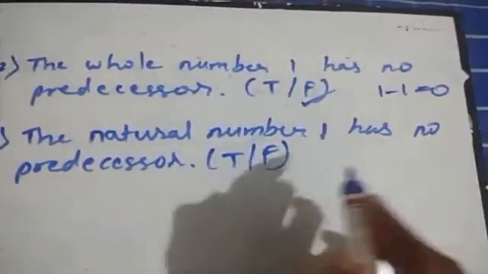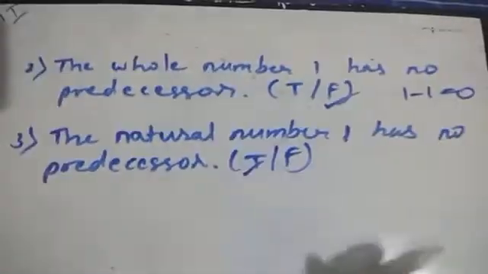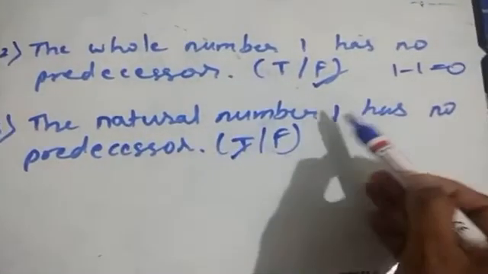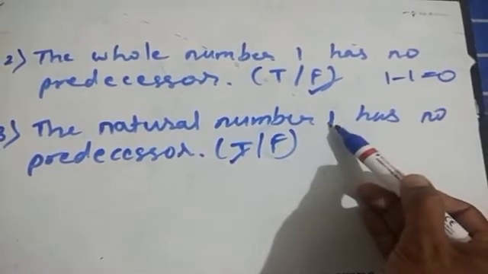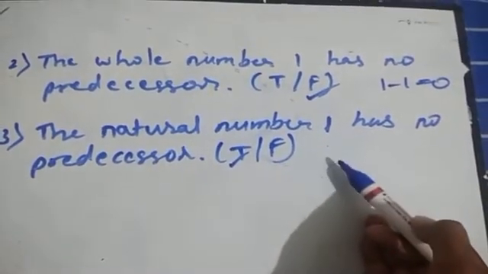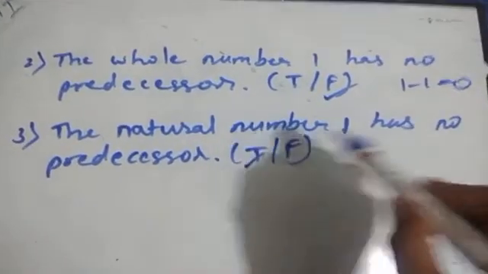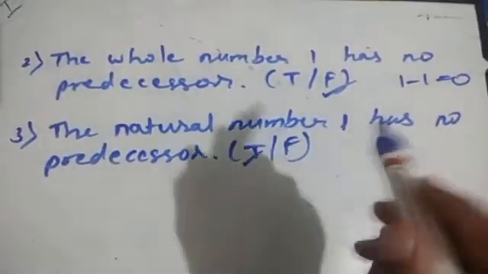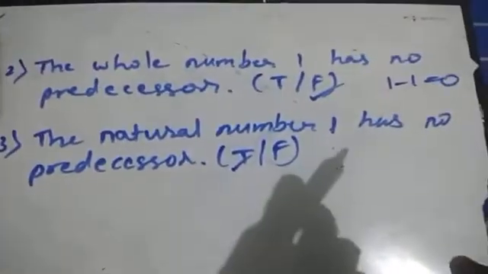But in the next question, see, the natural number 1 has no predecessor, whether it is true or false. This is true. Why? Because we know that the smallest natural number is 1, and we cannot subtract 1 from that smallest natural number. After subtracting 1 from the natural number 1, we will get the answer 0, and 0 is not a natural number, it is a whole number, and that is why this is true. The natural number 1 has no predecessor, but the whole number 1 has a predecessor, that is 0.